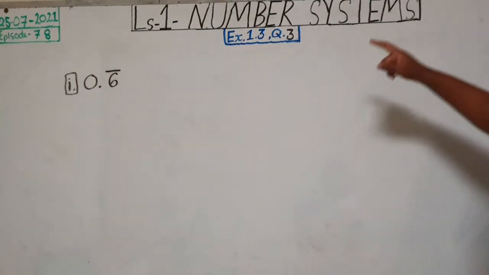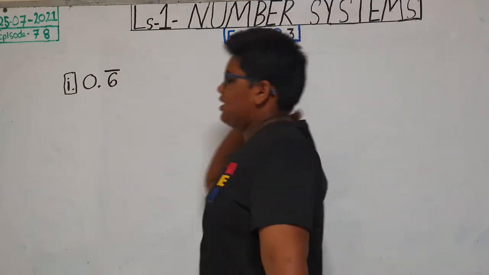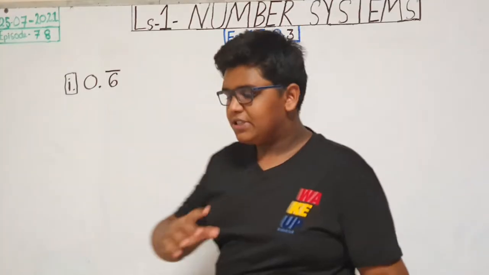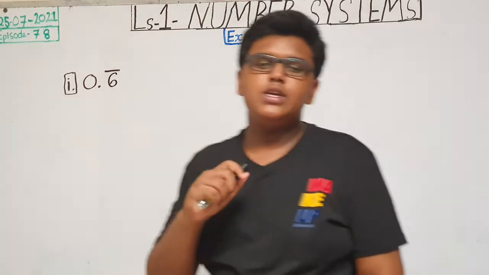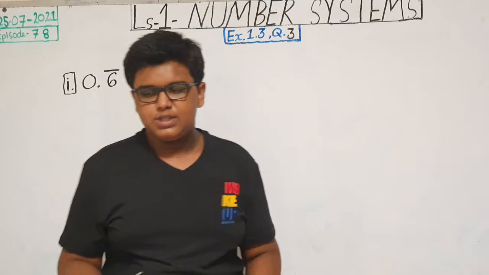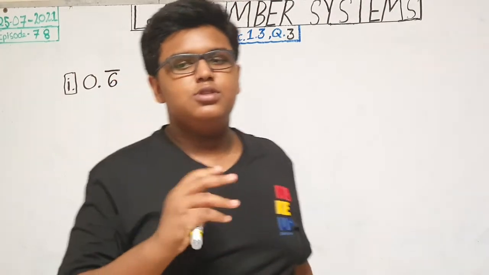Today we are going to solve question number 3 from exercise 1.3. The chapter is number systems. Now the question is: express the following in the form p by q, where p and q are integers and q is not equal to 0.